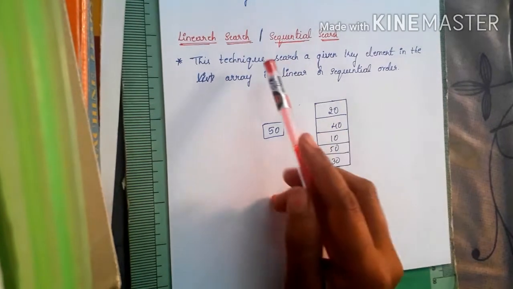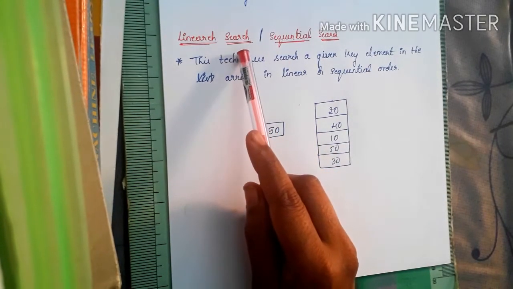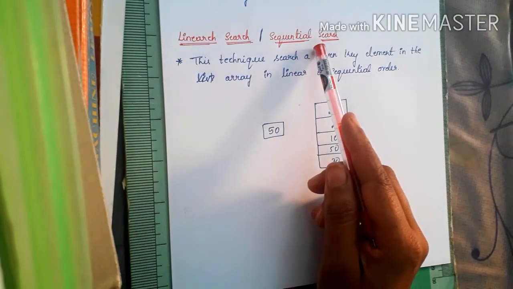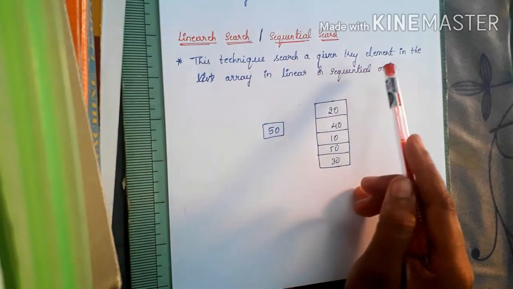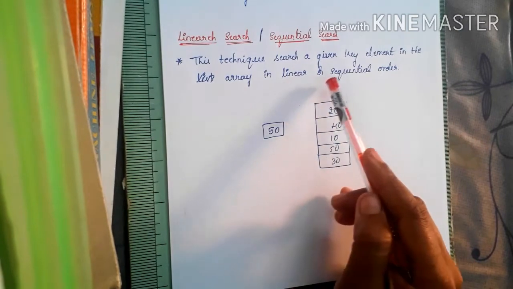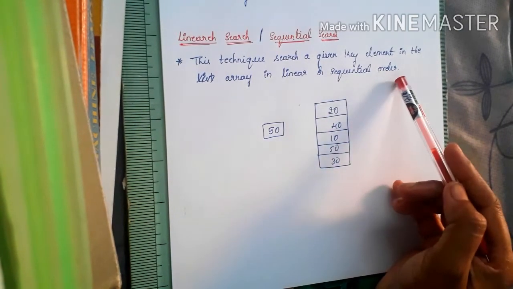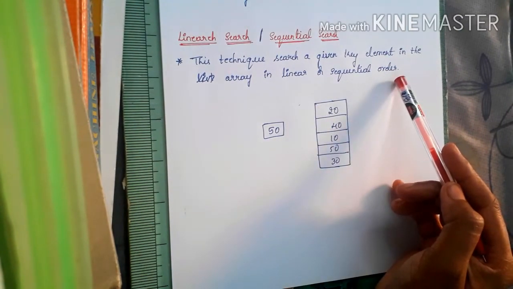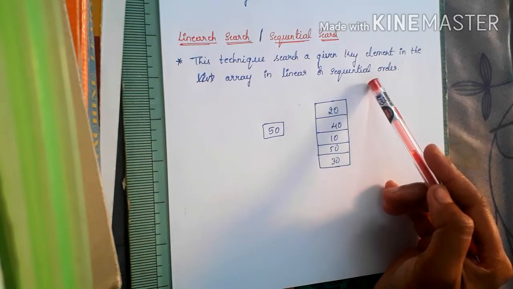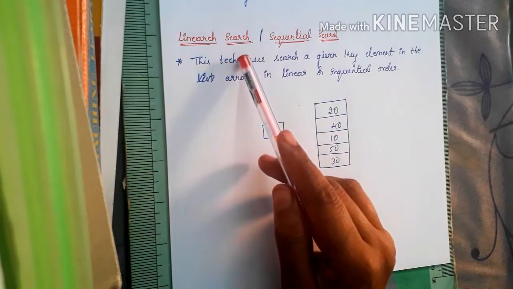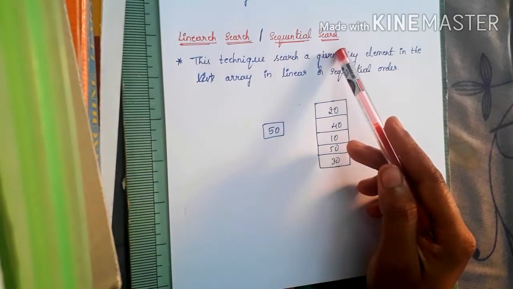The first type of searching technique is linear search or sequential search. This technique searches a given key element in the array in linear or sequential order, that is, one after the other. Hence, this type of searching technique is known as linear search or sequential search.